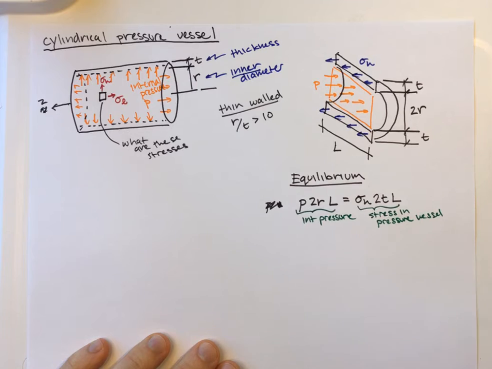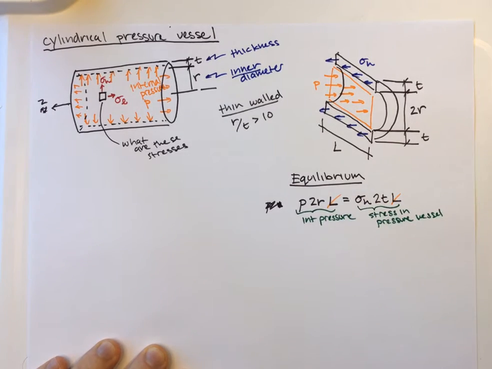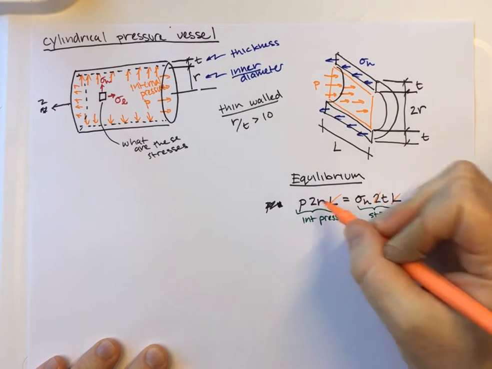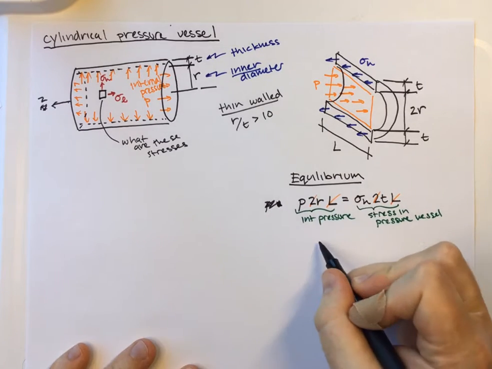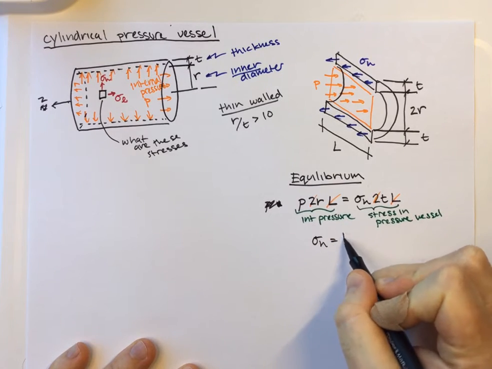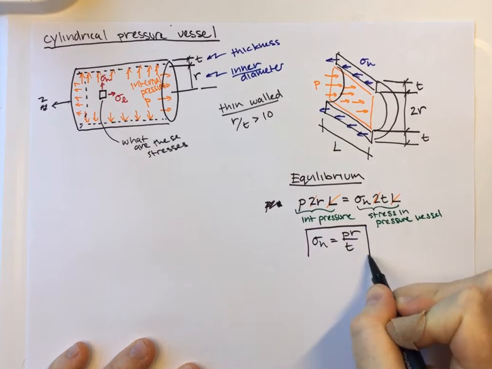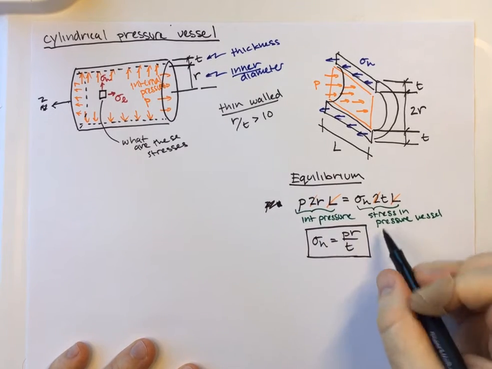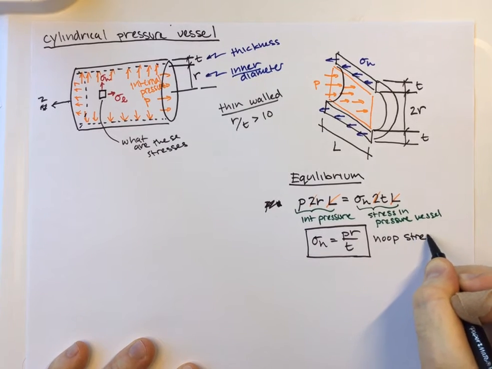You can see right away that we get to do a few things here. We get to cancel L, which is why I said it didn't necessarily matter what we picked. We also have a 2 that we can get rid of. And if we do all of that, we find that sigma H is equal to PR over T. I'm going to box that. That is our hoop stress in a cylindrical pressure vessel.